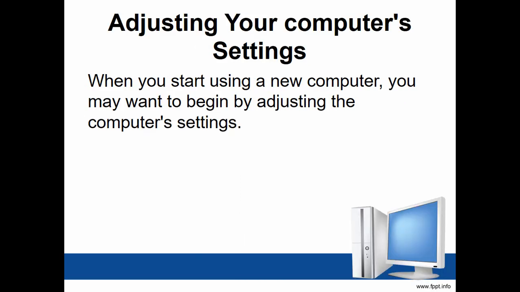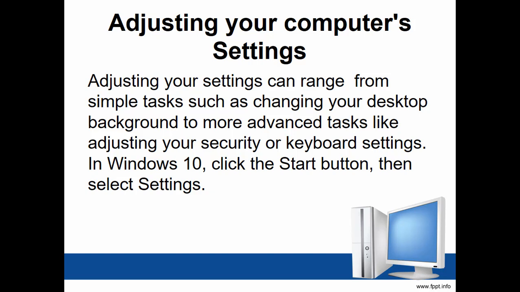Now we will learn about adjusting your computer settings. When you start using a new computer, you may want to begin by adjusting the computer settings. Adjusting your settings can range from simple tasks such as changing your desktop background to more advanced tasks like adjusting your security when you put a security code on your computer, or keyboard settings like changing from English language to Arabic language. In Windows 10, we just click the Start button, then select Settings and change whatever we want.